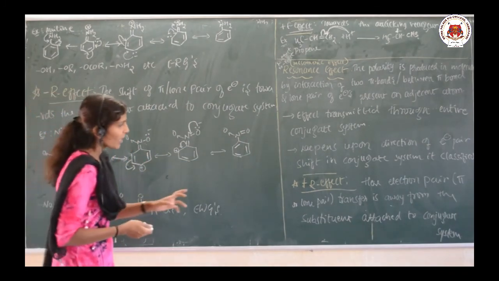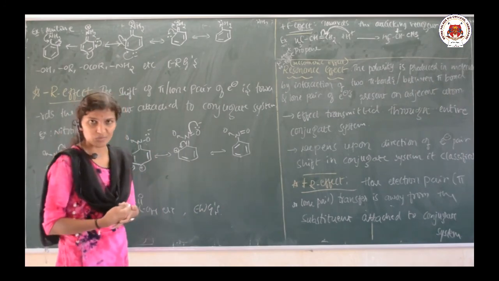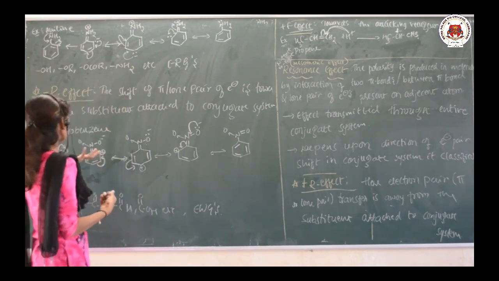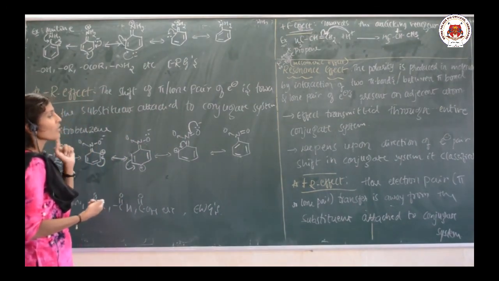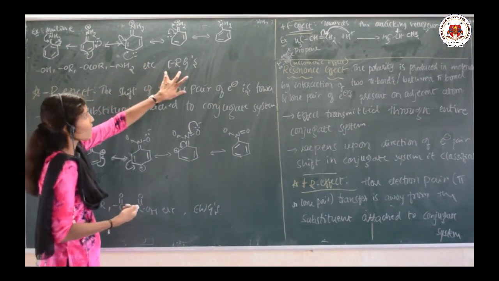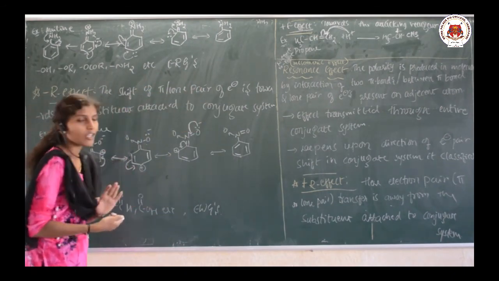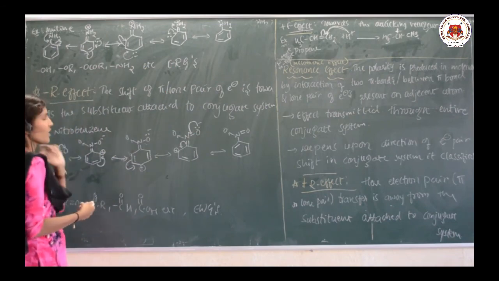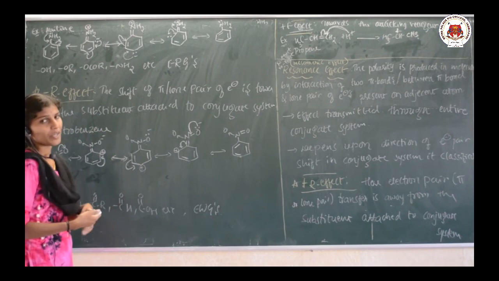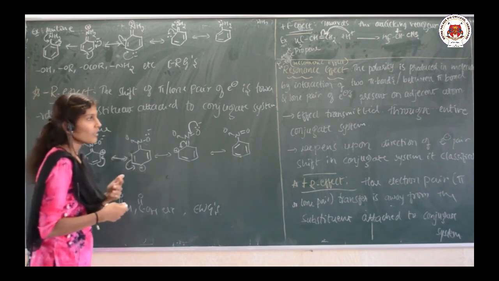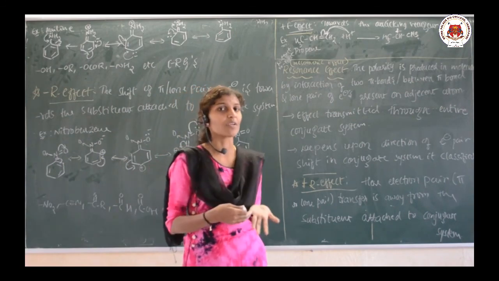In the case of the plus R effect, the transfer is away from the substituent group, and in the case of the minus R effect, it is towards the substituent groups. The electron releasing groups can produce the plus R effect, and the electron withdrawing groups can produce the minus R effect, and the respective examples are also explained here. Further, there are a few more concepts that we will discuss in our next class.